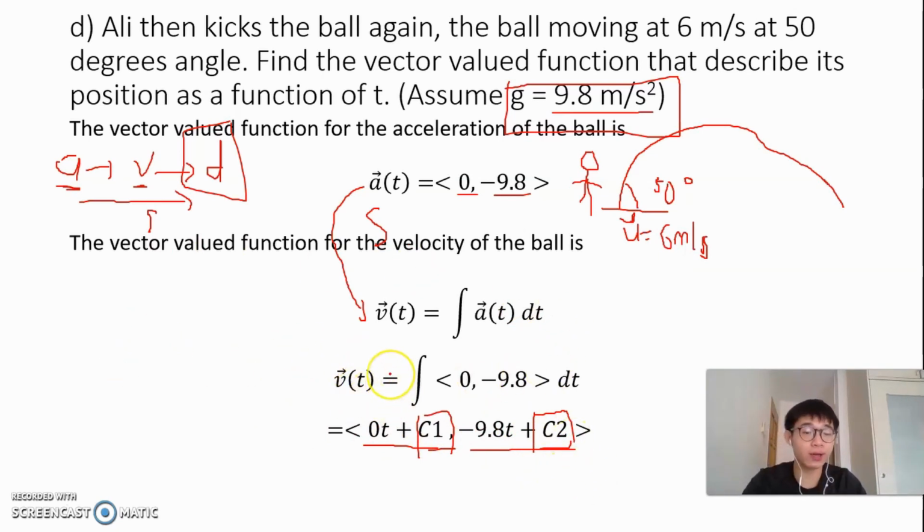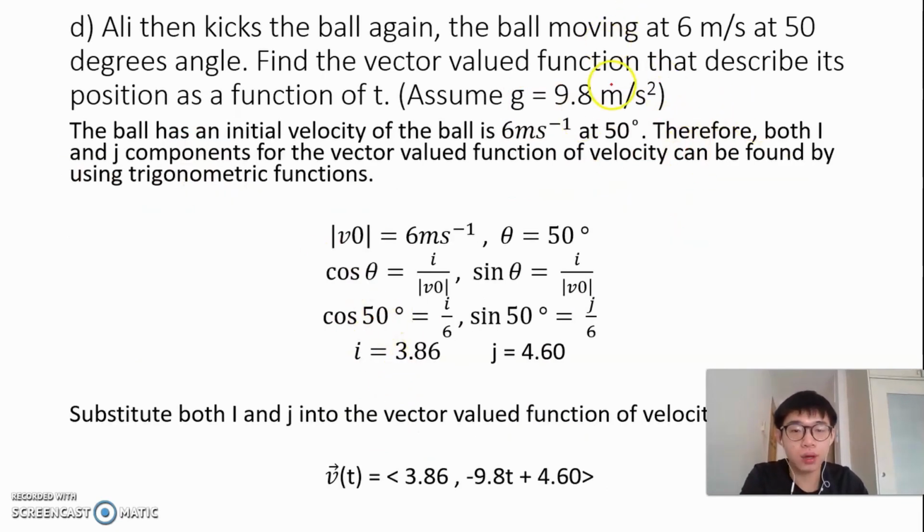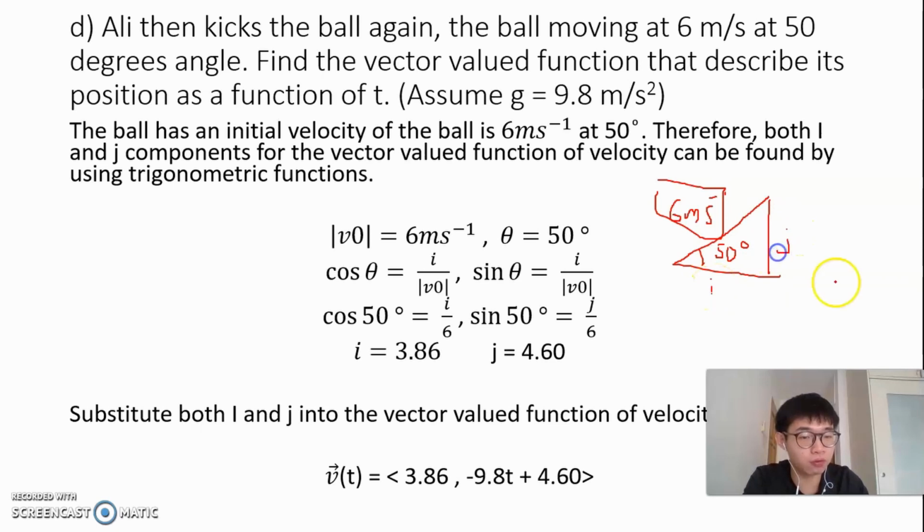Okay, so how do we find it? I'm going to show you guys how we find it. According to the question, he kicks the ball at 6 meter per second. We're going to use trigo here, 6 meter per second. Now here's the 50 degree angle. So this one is the i component for the initial velocity. Take note, this one is the initial velocity of the ball. So the i component for initial velocity and the j component for initial velocity.